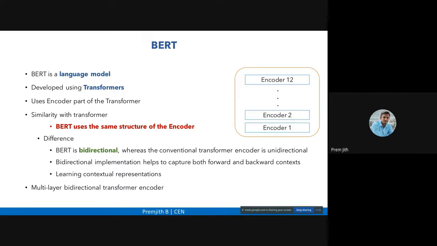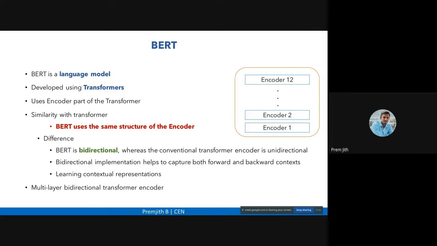Basically the transformer is unidirectional. It can pass from the first word to the last, but BERT is designed as a bidirectional model. It can go from the first word to the last and the last word to the first to generate the representation for a word. Because of that, it is possible for BERT to learn the contextual dependencies more effectively than other word embedding algorithms.